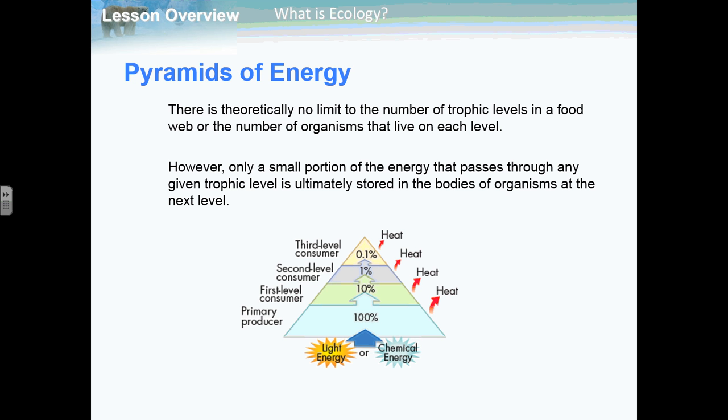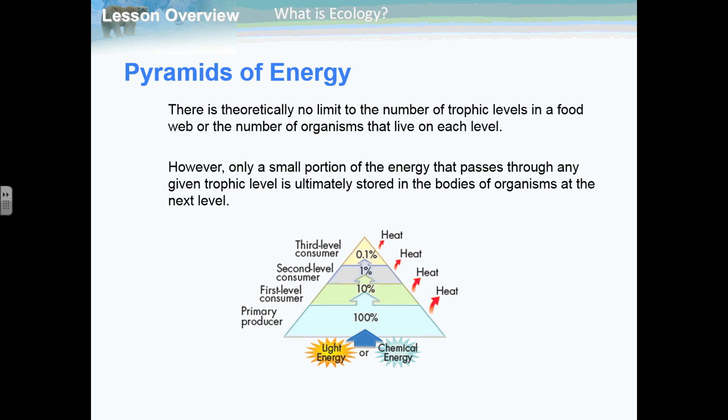At the base of the pyramid, you have your primary producers, so your plants, for example. The first level consumers are going to be the herbivores, things eating the plants. Second level consumers would be those things feeding on the herbivores. Third level consumers would be feeding on the second level. So those are the top predators. As you go up in the food chain, you see that each level gets smaller and smaller. Although in theory there's no limit to the number of trophic levels in a food chain, in reality, food chains tend to be limited simply because of energy availability.